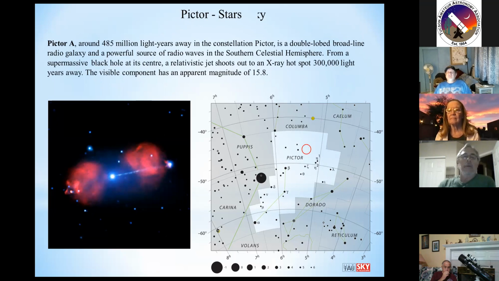Then there's Pictor A, which is about 485 million light years away. It's a double lobe broadline radio galaxy, a powerful radio source in the southern hemisphere. It contains a supermassive black hole, and it's got a relativistic jet that's shooting out to an X-ray hotspot. The image on the left there is a combination of the visible and the radio telescope image. The visible component is just the two bright white dots, all you would see if you looked at it through a telescope. It's only got a magnitude of 15.8, so you probably can't see it. But if you did want to go looking for it in the southern hemisphere, the red circle shows you where it is.